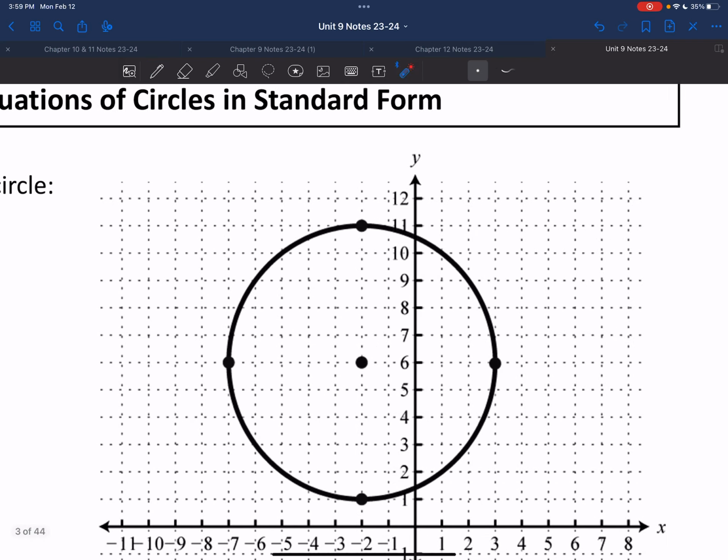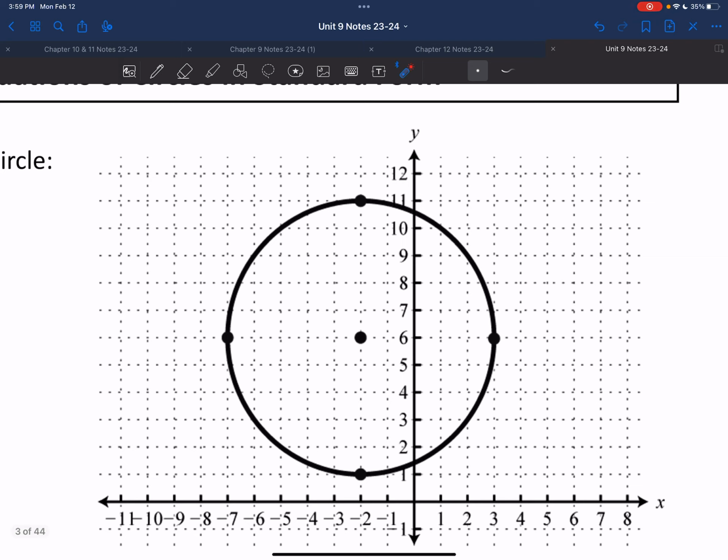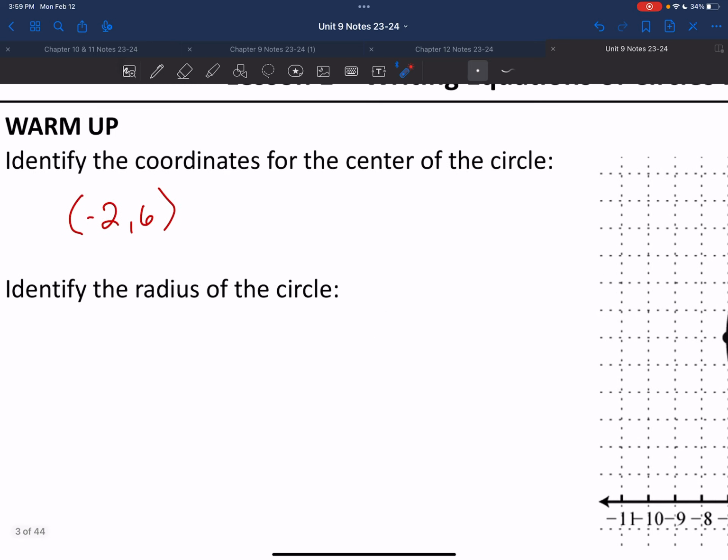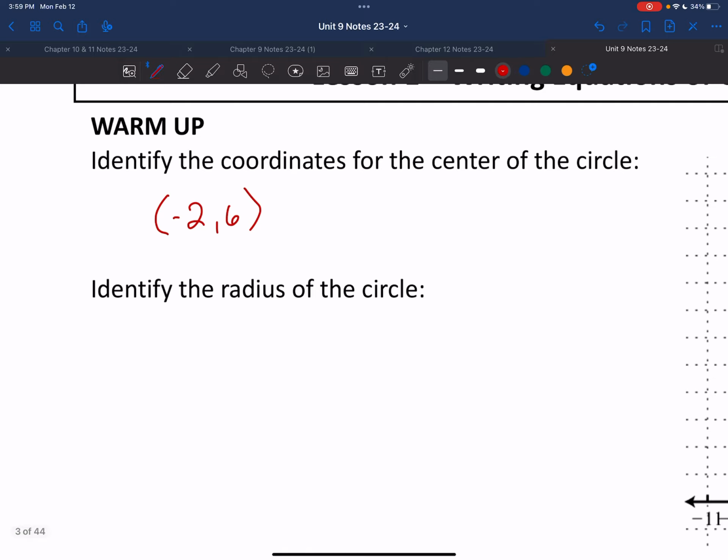So if I come over here, look at the radius. The radius is the distance from the center out to the edge. So if I count 1, 2, 3, 4, 5, I'm going to have a radius, or R, of 5.